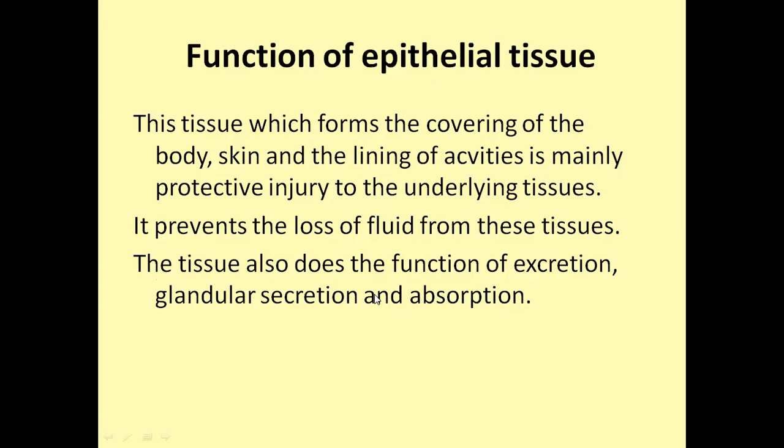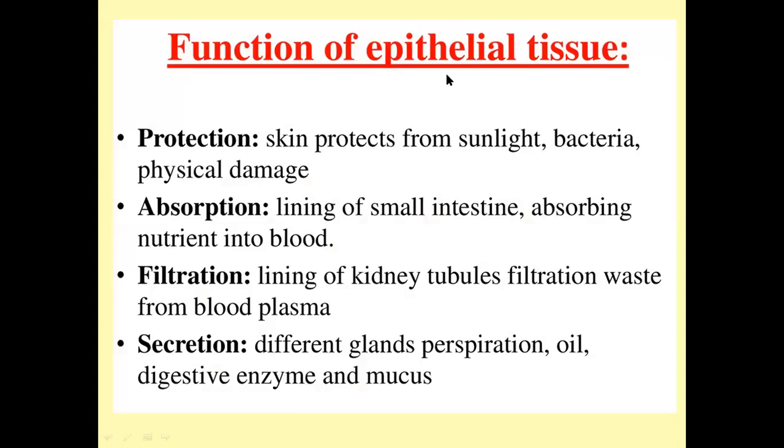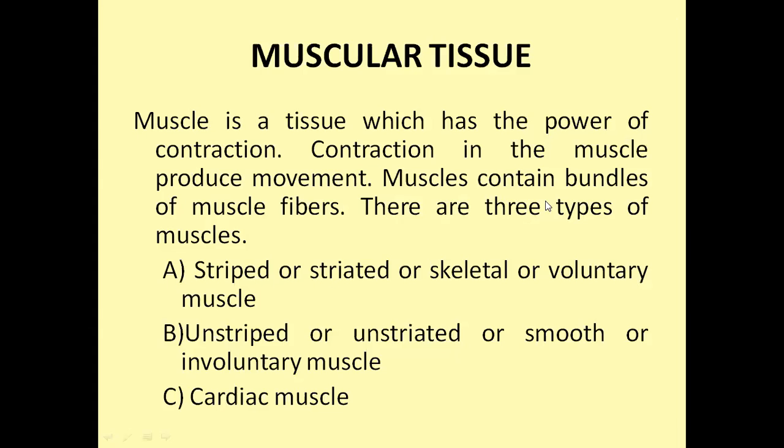The tissue also functions in excretion, glandular secretion, and absorption. So this also helps in various processes of excretion in kidneys and skin, as well as glandular secretion, like in endocrine glands, and also in the intestine where it helps in absorption. Functions of epithelial tissue: protection, absorption, filtration, and secretion.